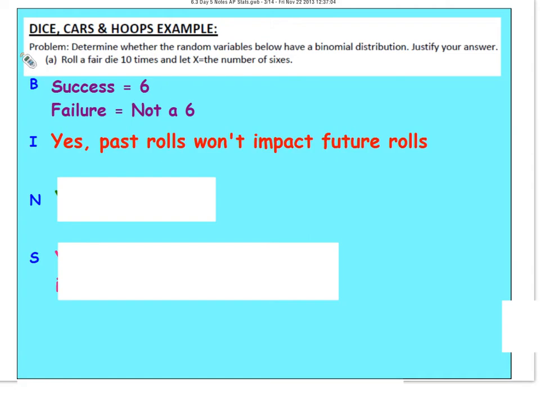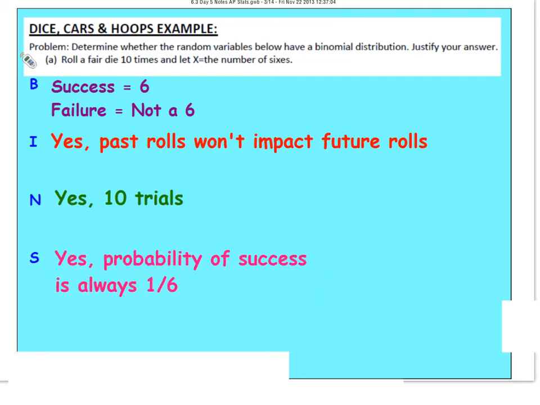N is the number of trials. Is there a fixed number of trials? Absolutely. There are 10 trials. It's fixed. It's set. And S is probability of success. Is there a fixed level of success that's the same for every single trial? Yeah, the probability of getting a 6 is fixed at 1/6 for every trial. So this is considered a binomial distribution. And that's beneficial because if we know that, we would use that probability method to solve it.